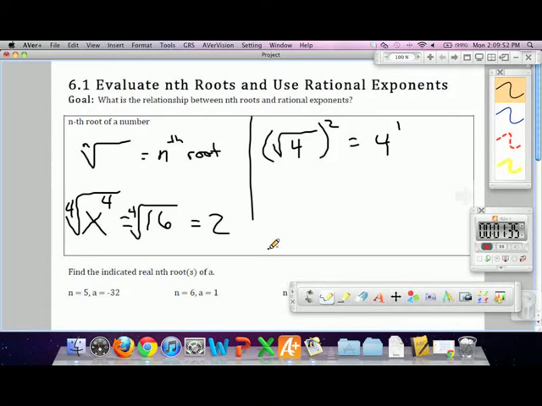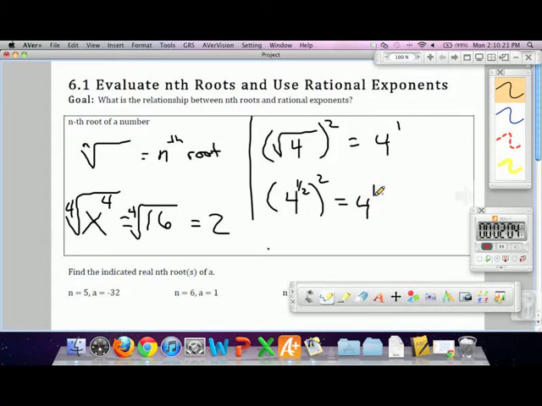So what I'm saying is that, using exponents, we should be able to rewrite the square root of something as that same thing to the 1/2 power. Because if I square this whole thing, power of power, I multiply exponents, I get a 1. So what times 2 is 1? Well, 1/2, the reciprocal.